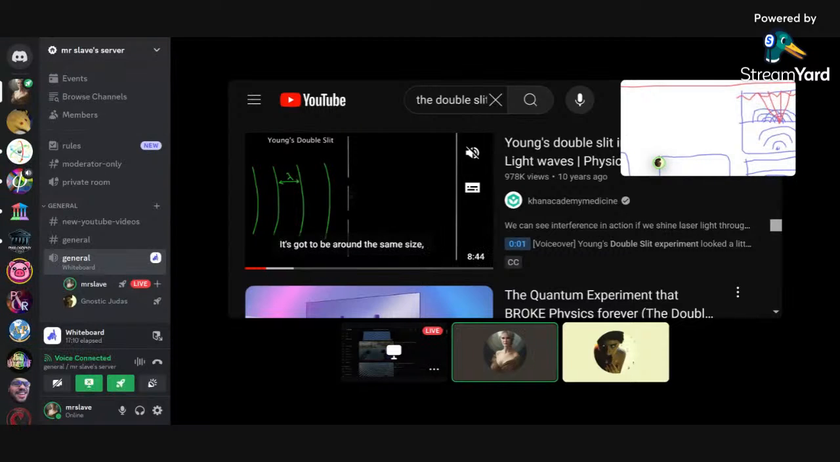If light is particles, you'd expect just two regions to light up behind the two slits. If the light is composed of particles moving, then they should go through the slit and hit around here, and they should go through the other slit and hit around here. So we should expect two regions to light up if light is composed of particles. But if light travels as a wave, then we should get an interference pattern.